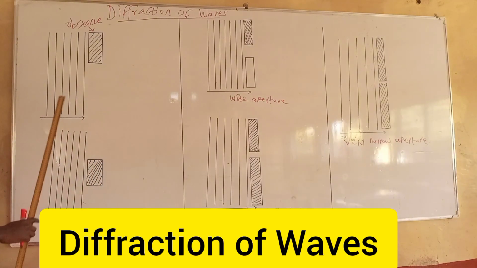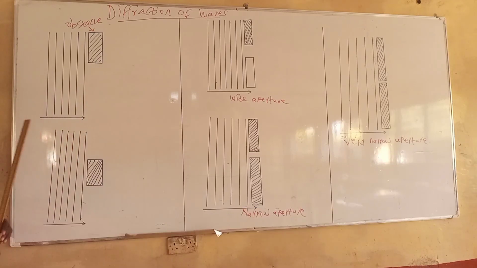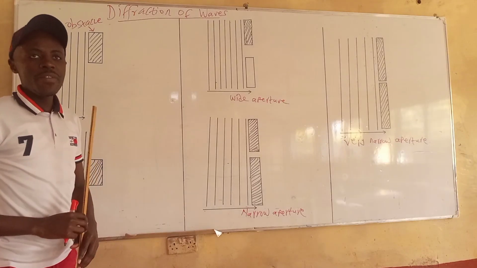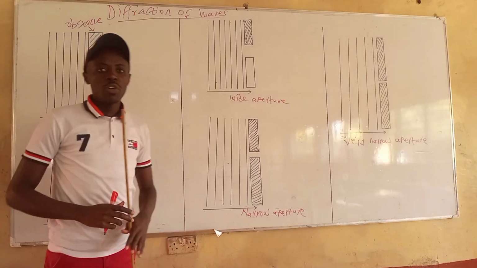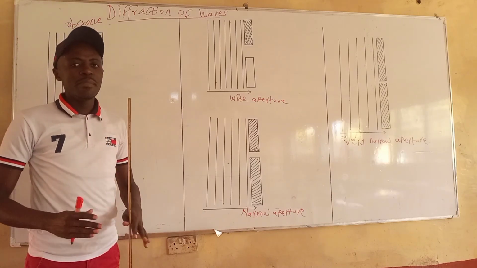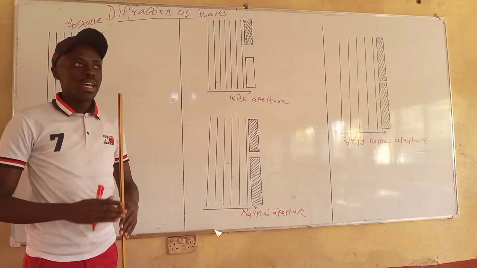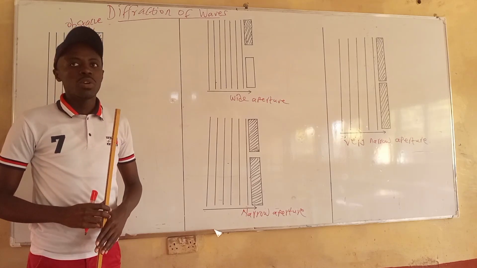So today we want to look at diffraction of waves. We want to know what is diffraction of waves, and it's important to note that when we are talking of waves, we are referring to any type of wave, whether it is a mechanical wave or an electromagnetic wave. Remember, there are so many types of waves. We have microwaves, gamma rays, X-rays, sound waves, water waves, and so many other types of waves.